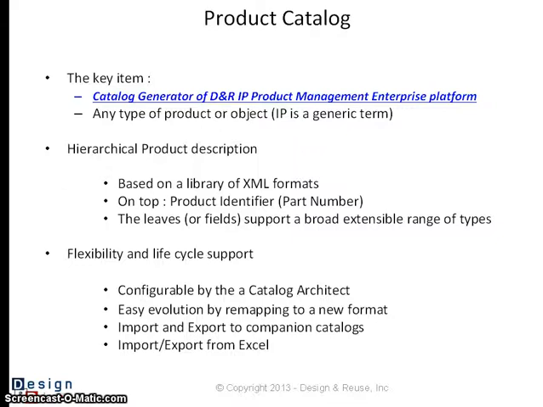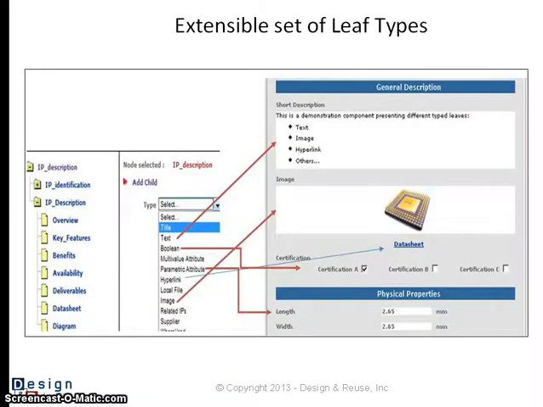These catalogs are configurable by a catalog architect, can evolve at any time, can be mapped to a new format, can be imported and exported over firewalls, and can be imported and exported through Excel sheets. When you speak about a catalog, you think immediately about types. In a catalog, you have images, URLs, links, attributes, parametric data.